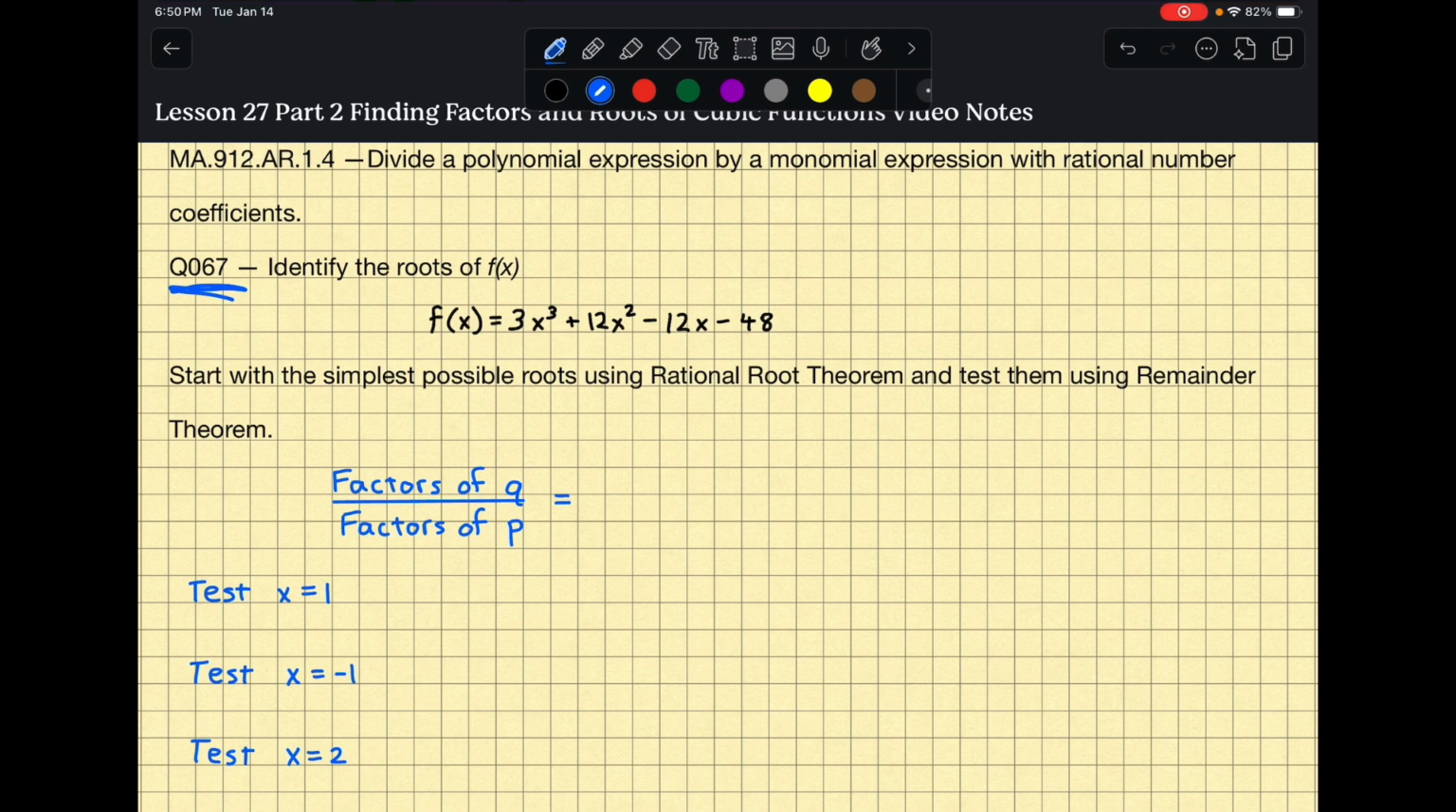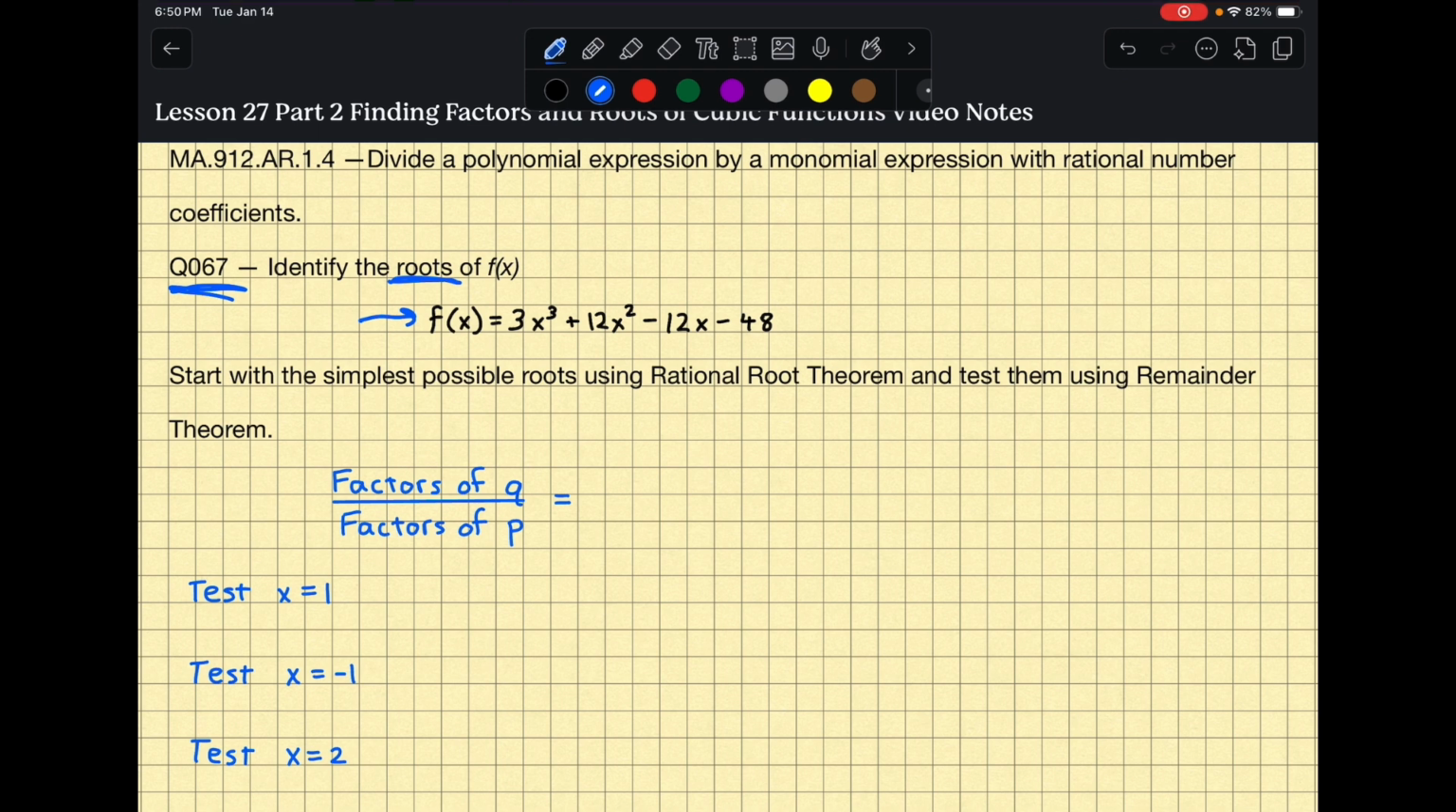Question type 67 says identify the roots of f of x, and f of x is this cubic polynomial right here. F of x equals 3x cubed plus 12x squared minus 12x minus 48. Now remember, roots are the x-intercepts or the zeros. So these are the values of x that make the polynomial equal 0, which could be useful if you're using this polynomial to model something that's happening in the natural world.